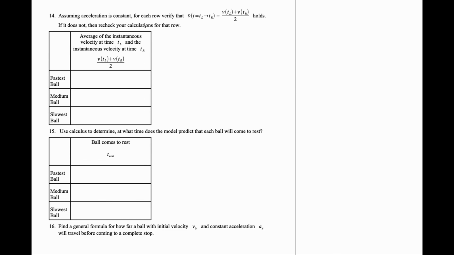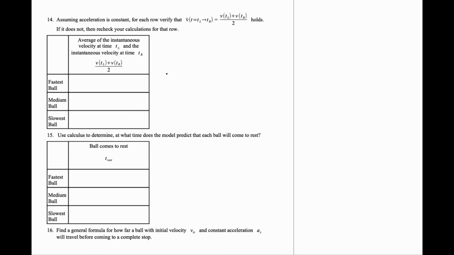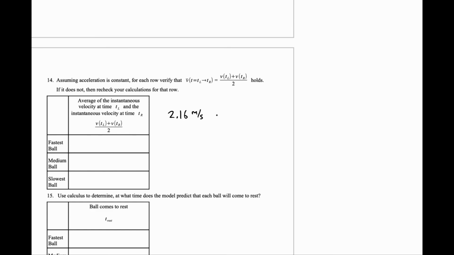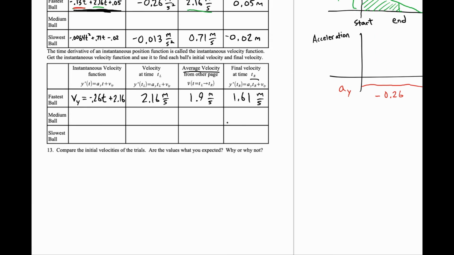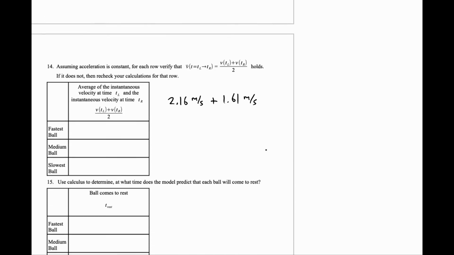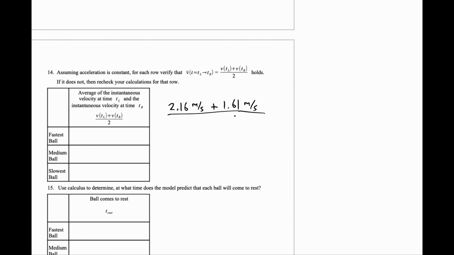Assuming acceleration is constant, verify that the formula here holds. Alright, so for my fastball, 2.16 was my starting velocity. We want to add that to 1.61, which is my ending velocity, and then divide by 2 to get the average. Alright, comes out to 1.89, basically 1.9.